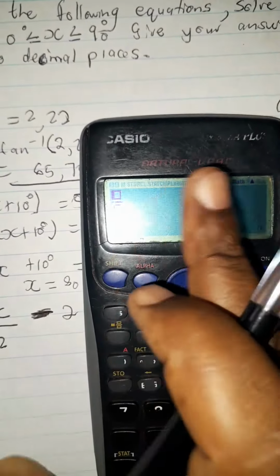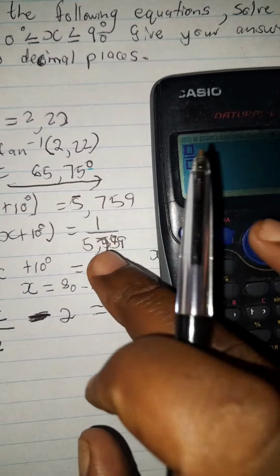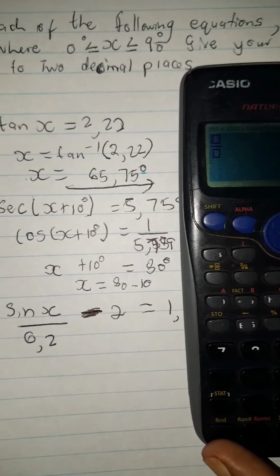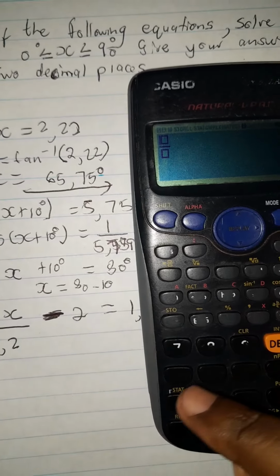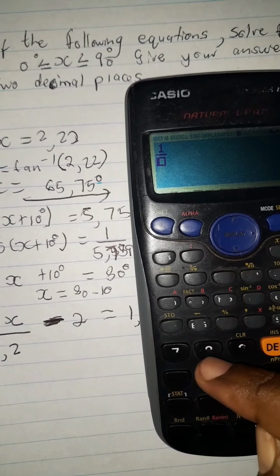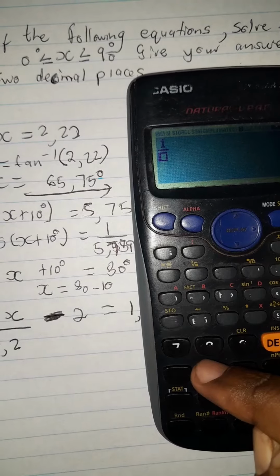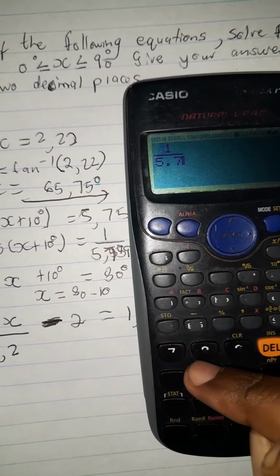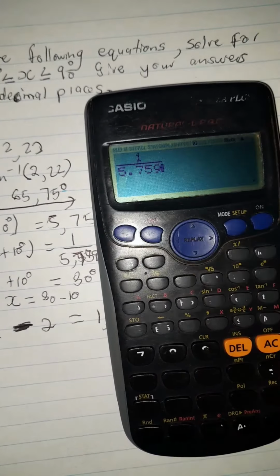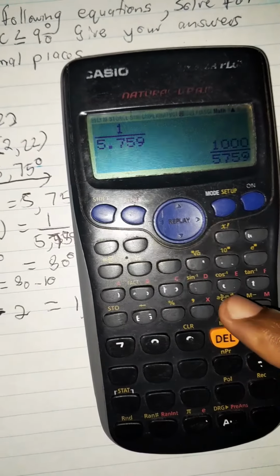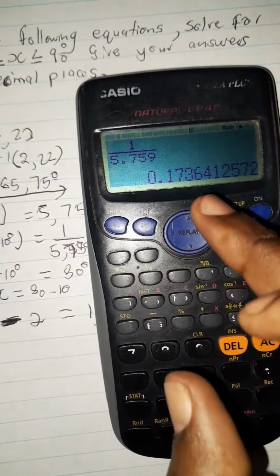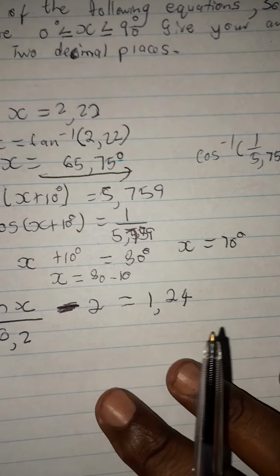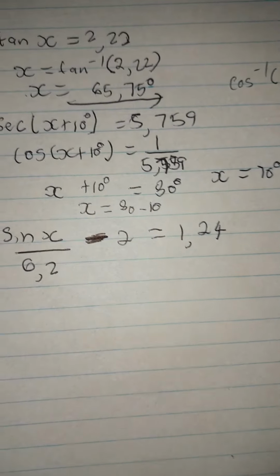Let's take the one that we were given here. 1 over 5,759. I'm just checking, guys. Okay, let's see, what is that? Yes, so it gives us the same answer, so that means it's correct. So after checking, your answer there is 70 degrees.